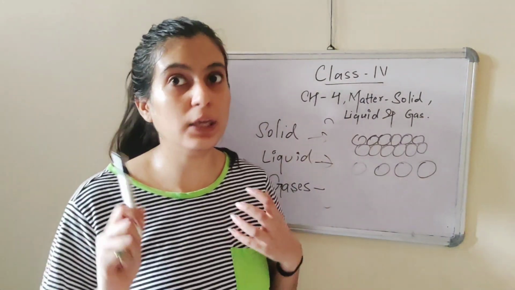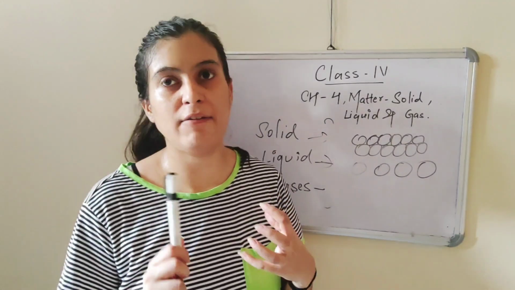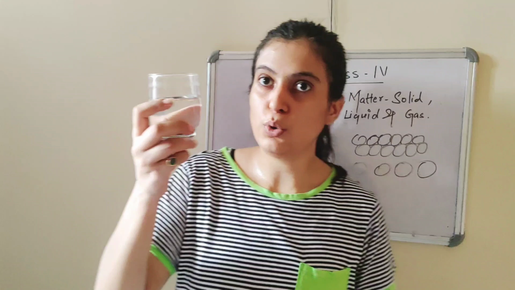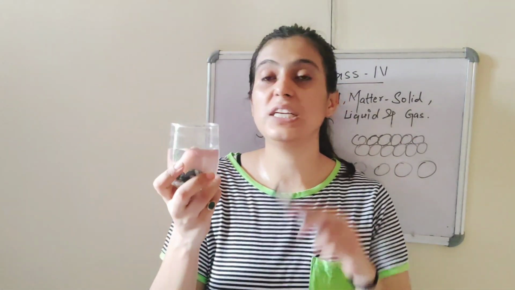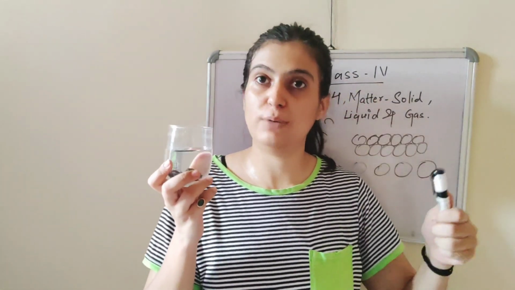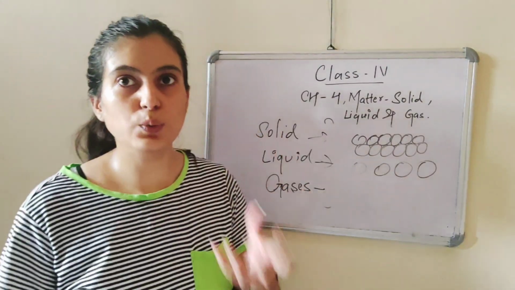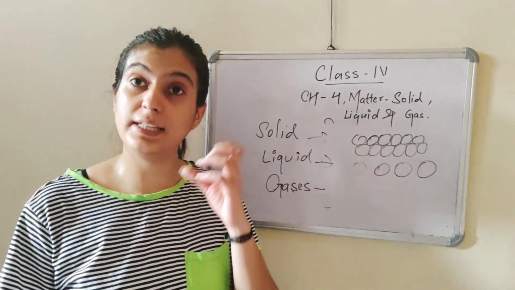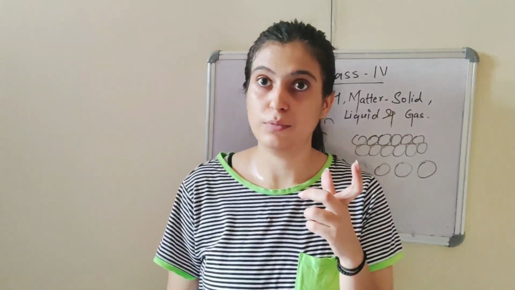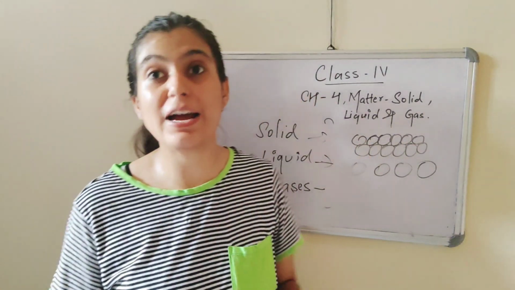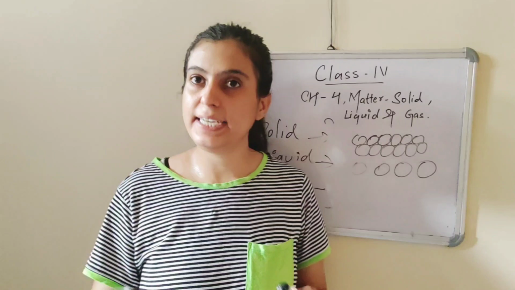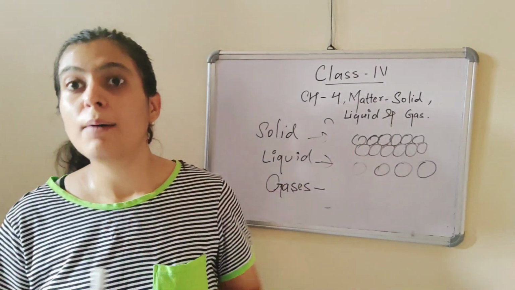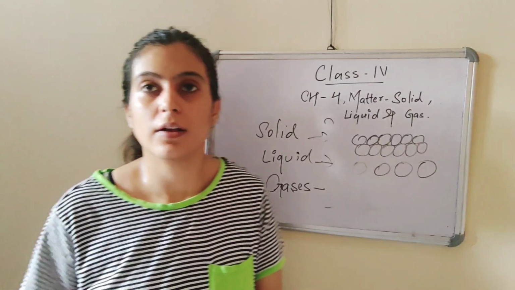This is why liquids do not have a definite shape. See, when you pour it into a different container, you will see that the liquid occupies the shape of that container. The liquids do not have a definite shape, but they have a definite volume. And how is that? Because they take the shape of any container. So that's why they have a particular volume.